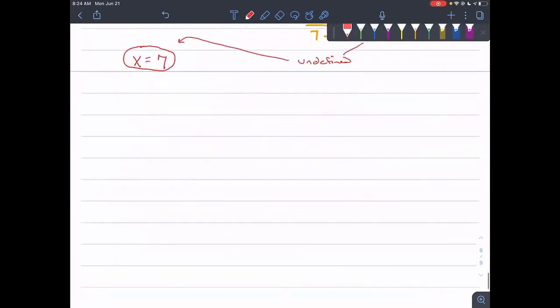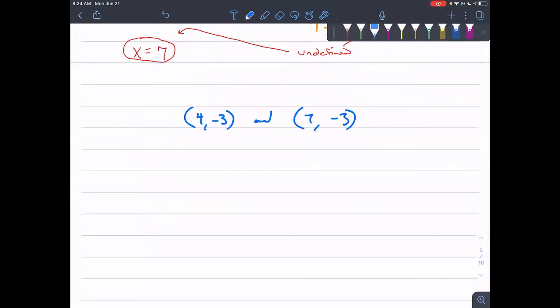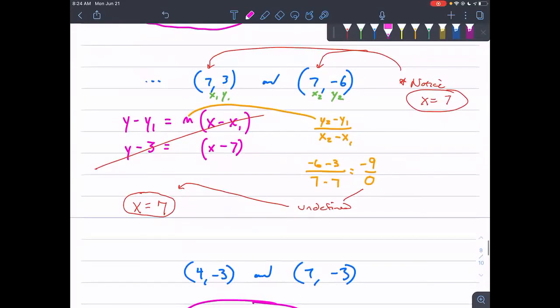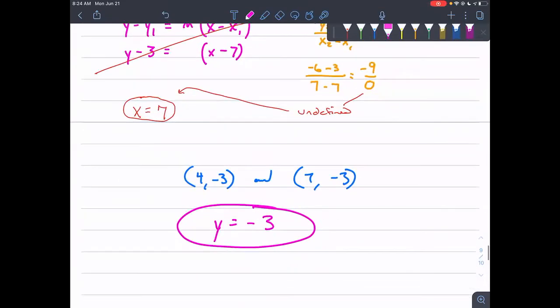I'll give you another example. If you've got something like 4, -3, and 7, -3, what do you think the equation for that one might be? Yeah, the slope on that would be 0, right? Undefined on the x equals ones, and then 0 on these. But hopefully you notice that, and maybe it goes a little bit faster for you. You can do that if they give you multiple points where one of those coordinates is the same.